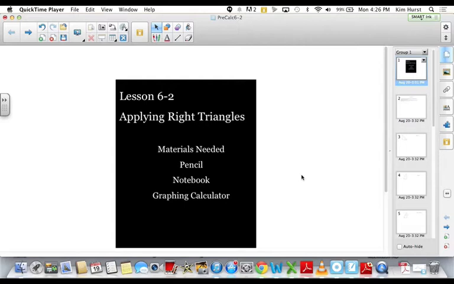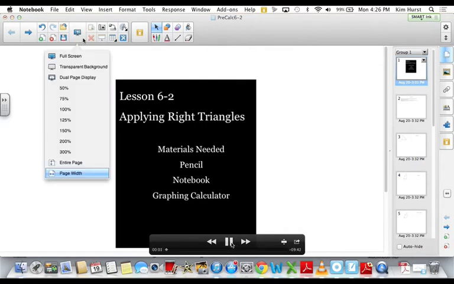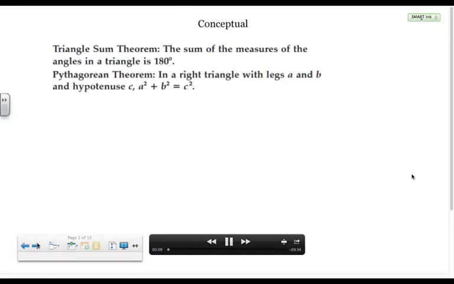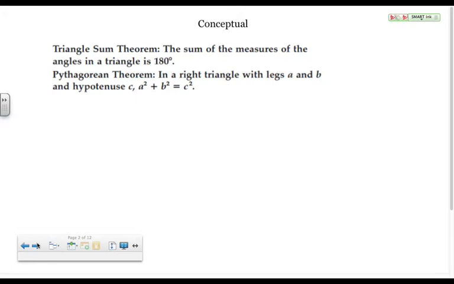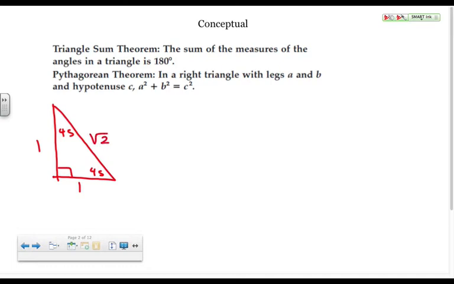A lot of this is going to be review using the things that we've already done, or things that you've learned in geometry. I'm going to go over a couple of concepts. The very first thing we want to talk about is the triangle sum theorem, which says that if I add up the sum of all the angles in a triangle, it's 180. That's a super important concept we'll be using today. So just a reminder of that.